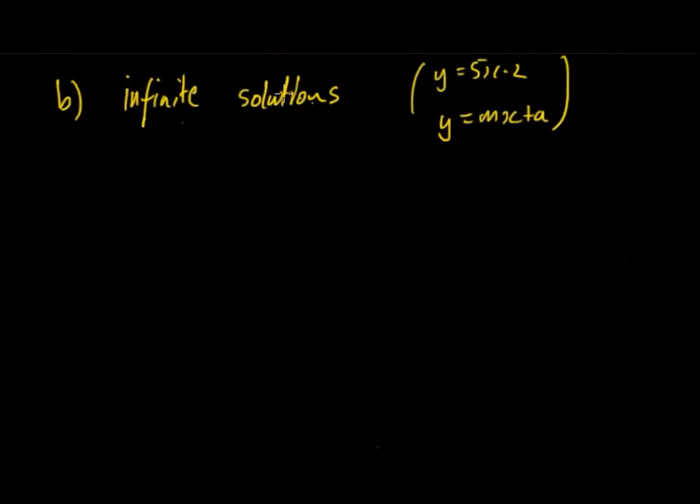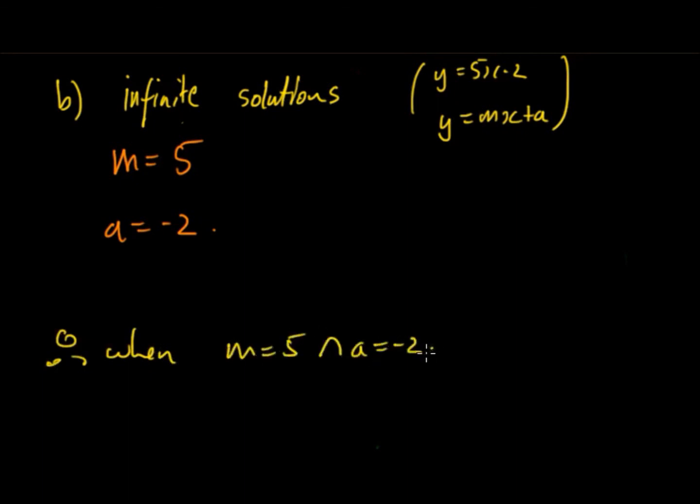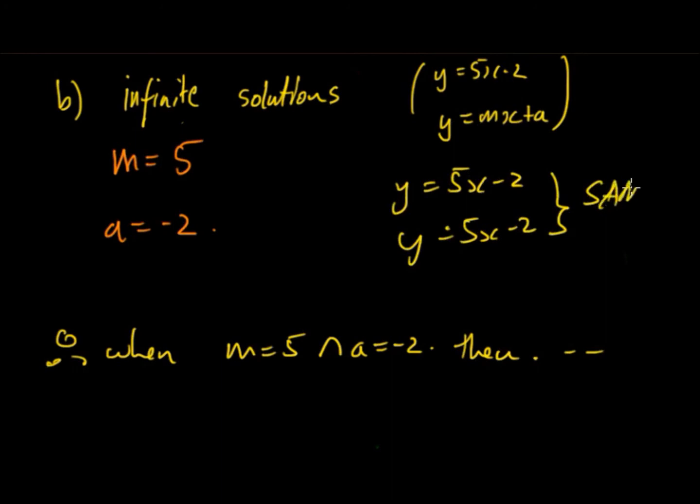So lastly, what about if they ask for infinitely many solutions? So infinite solutions. Well, this means both have to be the same. So m must equal 5 and a must equal -2. So therefore, when m is equal to 5 and a is equal to -2, then there's infinitely many solutions. And we can see that because when that occurs, we will get y equals 5x minus 2 and y equals 5x minus 2. So these two are the same.